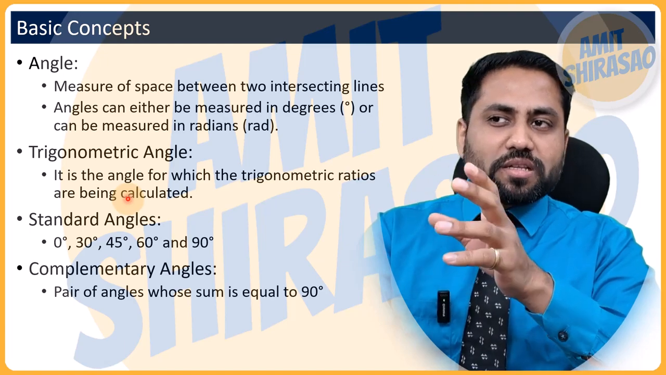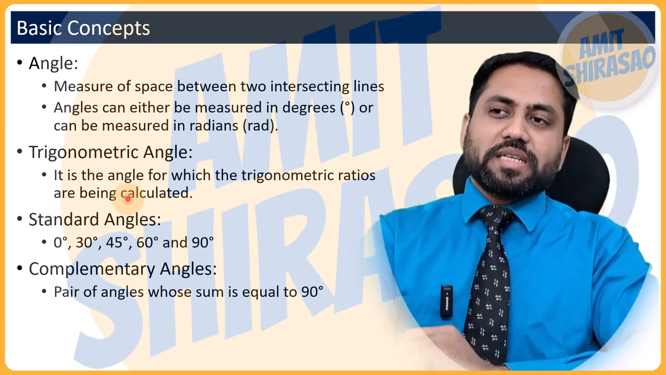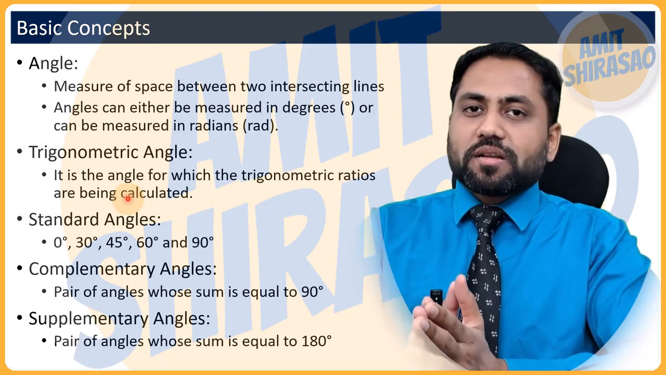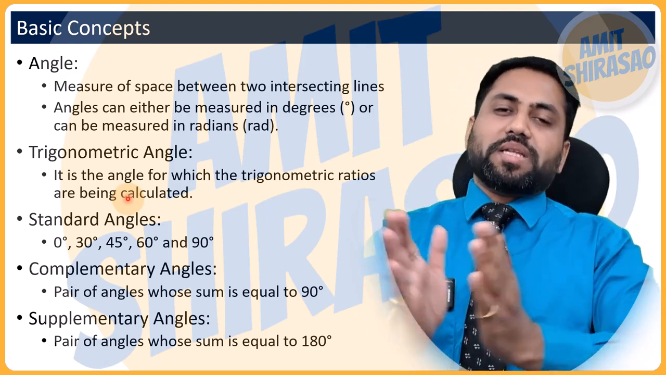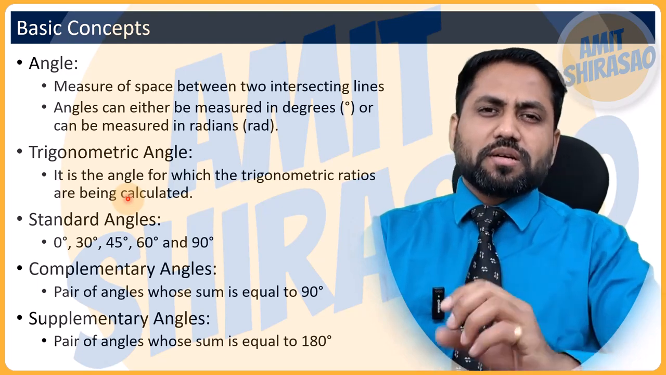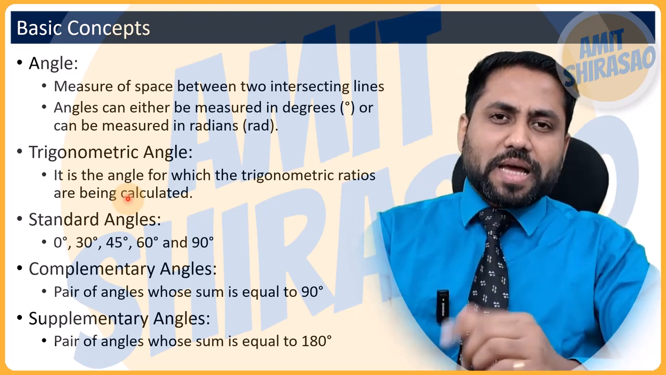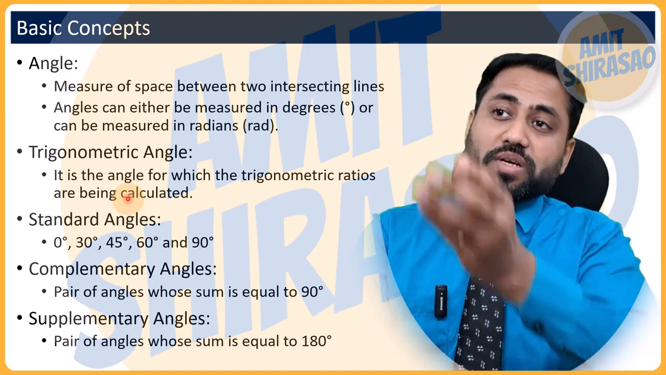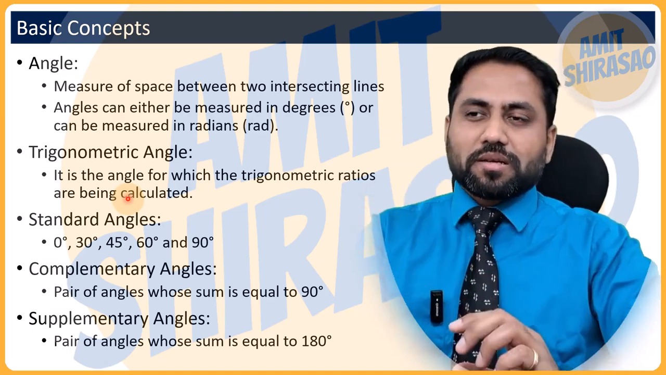Complementary angles are those angles whose sum is 90 degrees, and supplementary angles are those angles whose sum is 180 degrees. Okay, this is a very basic thing, so that if I use some of these terms later on, you should not get confused. That's why I told you about these basic terms.